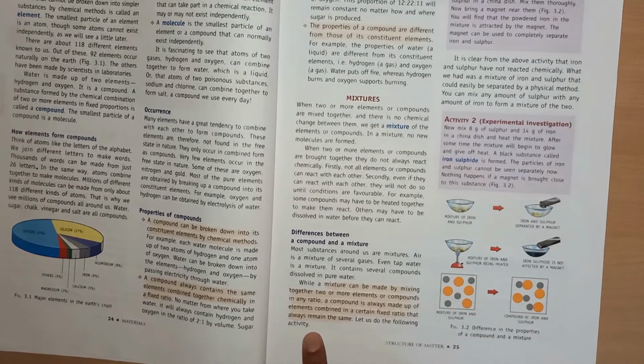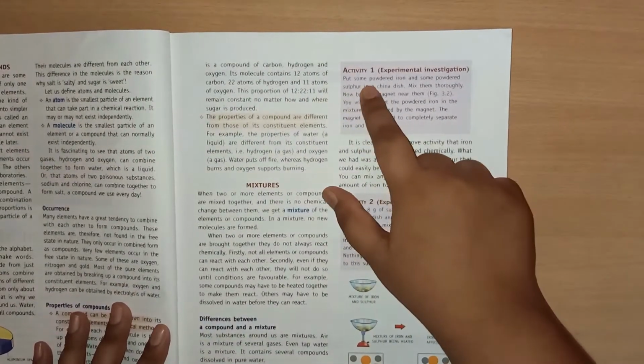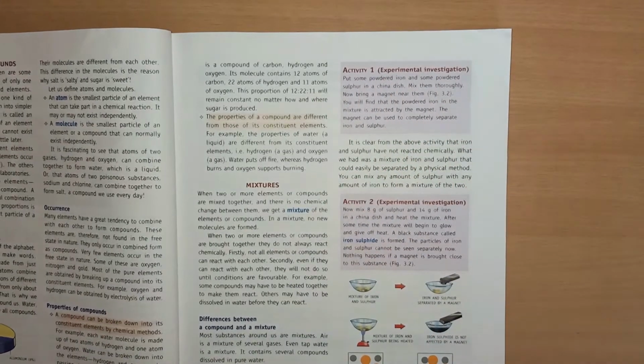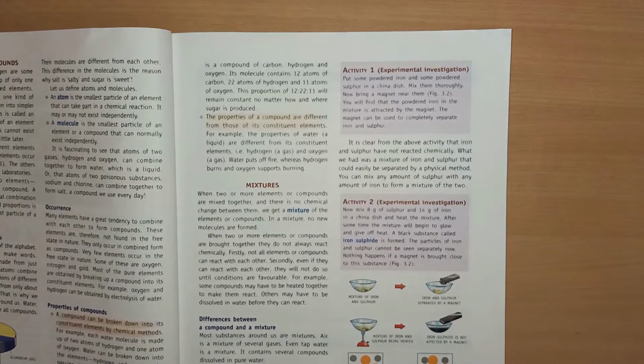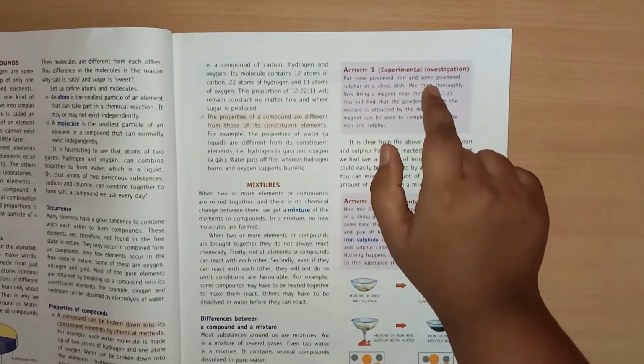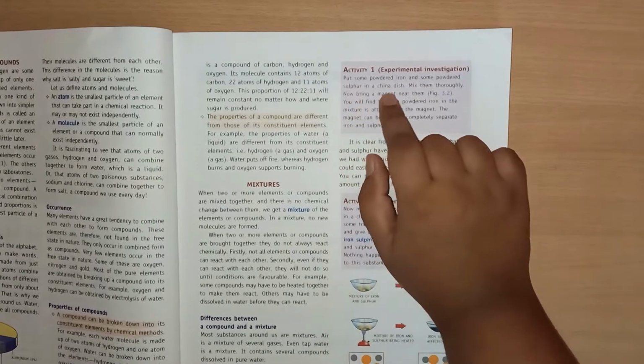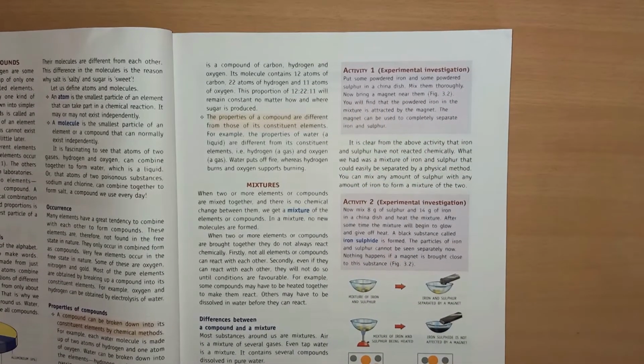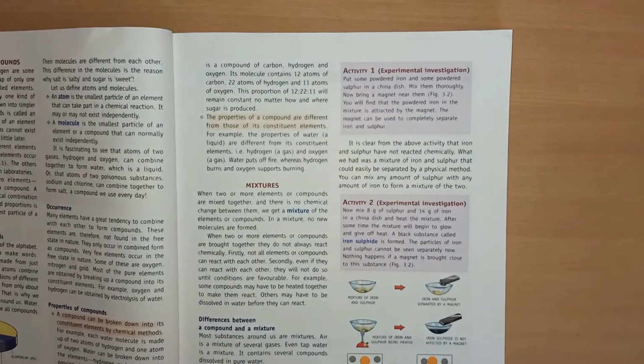Let us do the following activity. So here is Activity 1, experimental investigation. It is an experiment which proves the difference between a compound and a mixture. Put some powdered iron and some powdered sulfur in a china dish. Mix them thoroughly. Now bring a magnet near them. You will find that the powdered iron in the mixture will be attracted by the magnet. The magnet can be used to completely separate the iron and sulfur.